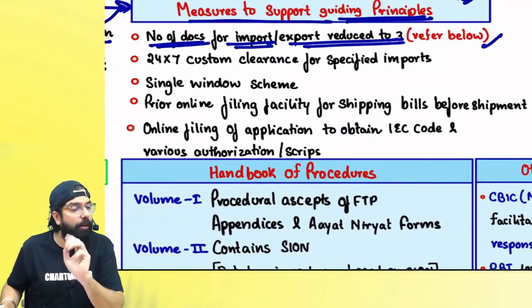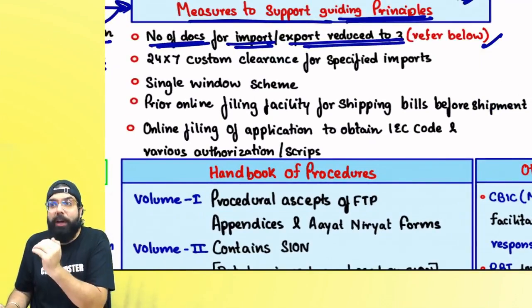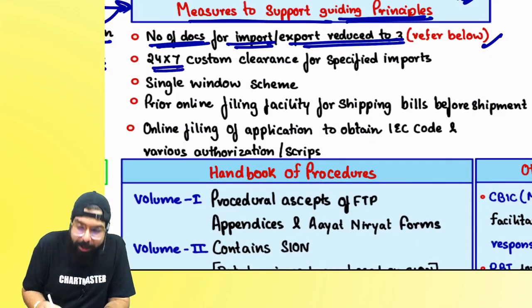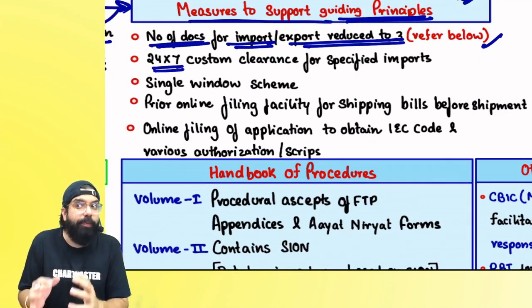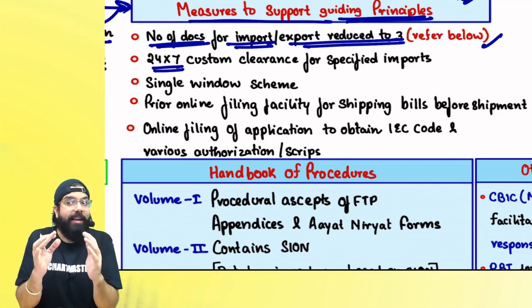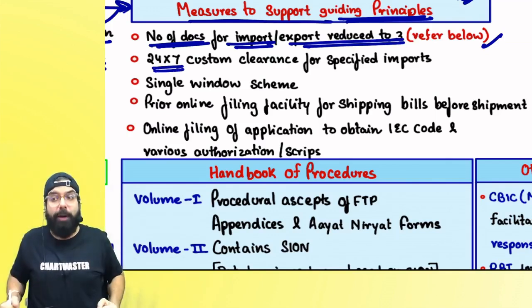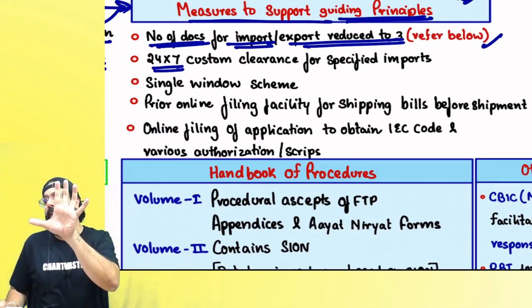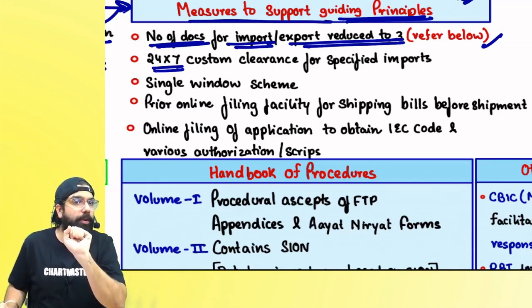Remember, what are the documents which are required for import and export? How has ease of doing business come? Are you guys able to understand? The foreign trade policy is basically the main policy. The boss has framed the policy. The Customs department is just following the policy. Are you guys able to understand?